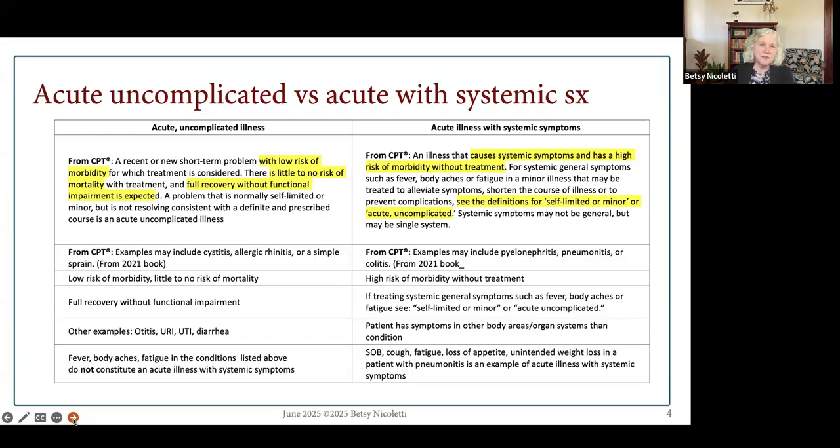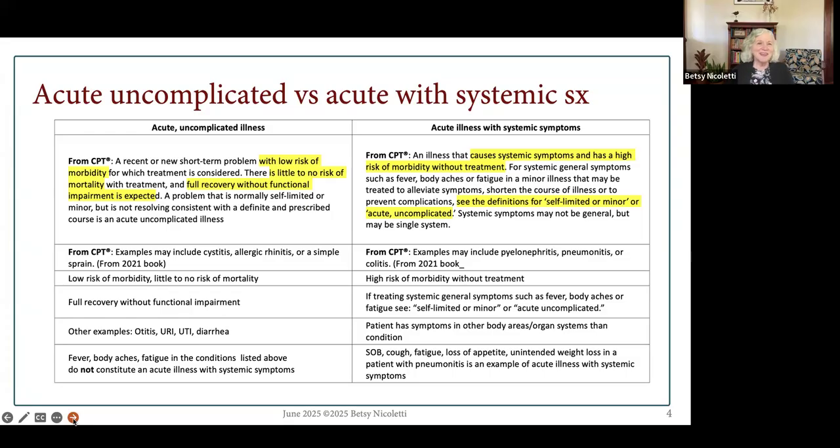When we get to the acute illness with systemic symptoms, it can cause systemic symptoms and have a high risk of morbidity without treatment. Then the next sentence is a little complicated in the way it's written. It says, for systemic general symptoms like fever, body aches, or fatigue in a minor illness that we might treat because we're going to alleviate those symptoms or shorten the course of those conditions or prevent complications, see the definitions for self-limited or minor or acute uncomplicated.